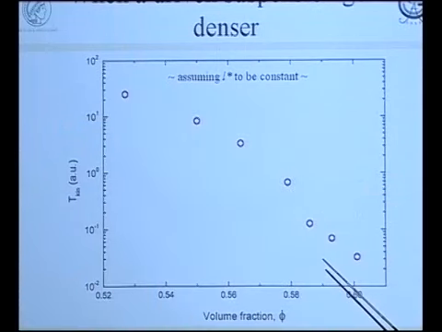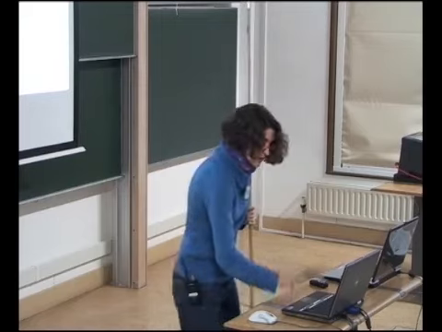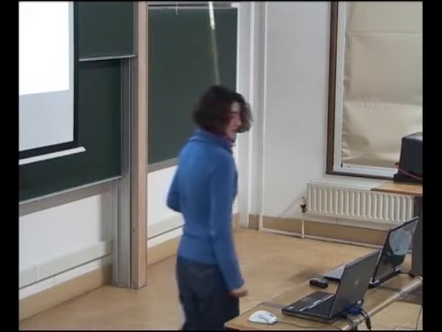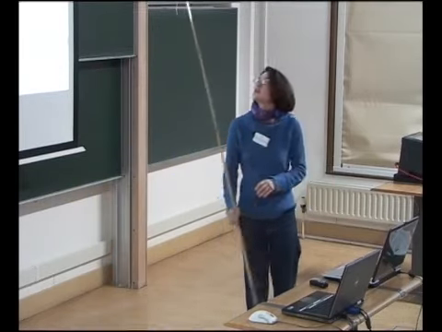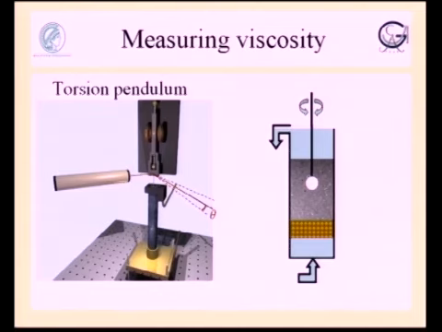This is what the kinetic granular temperature looks like as a function of volume fraction in this rather dense regime. And what we very nicely see certainly is the trend that as we're putting less energy into the system, as you might expect as it gets denser, the temperature goes down. So far so good. Now let's measure the viscosity, and we do so using a torsion pendulum.